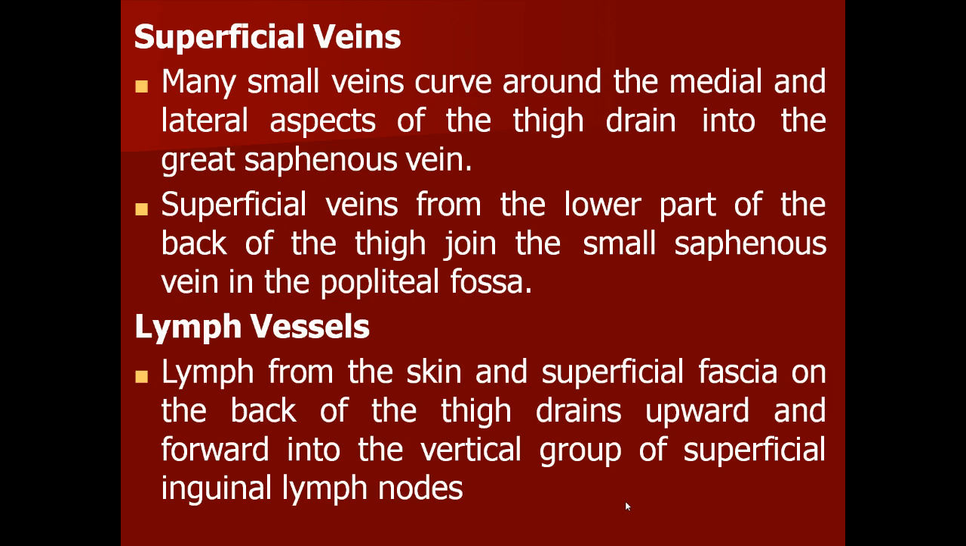Now we'll see the superficial veins. Many small veins curve around the medial and lateral aspect of the thigh and drain into the great saphenous vein, and the superficial veins from the lower part of the back of the thigh join the small saphenous vein in the popliteal fossa. Now we will see the lymph vessels. Lymph from the skin and the superficial fascia on the back of the thigh drains upward and forward into the vertical group of the superficial inguinal lymph nodes.